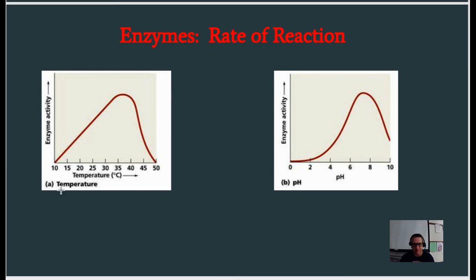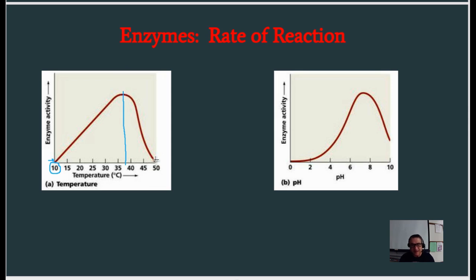On the left, we have temperature. You can see this enzyme works at 10 degrees Celsius. 10 degrees is pretty cold. It works, but it doesn't work that great, because it's way down here on the graph. As you heat it up, 15, 20, 25, the enzyme starts to work better, so it's working faster, and it peaks right about here. That would be somewhere between 30 and 35, so about 37 degrees Celsius, roughly. That's when it works the best.